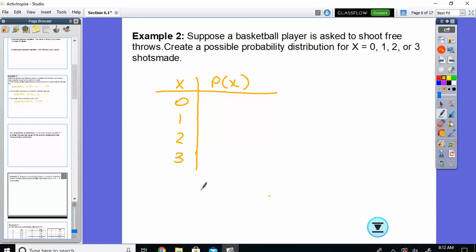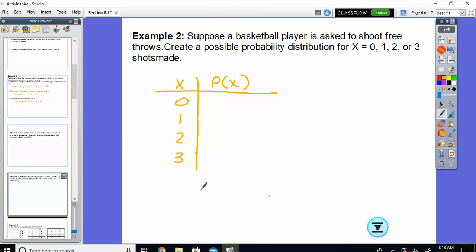How would we go about finding this? We have to figure out her percentage. I would need some information about how accurate this basketball player is. That would be helpful.